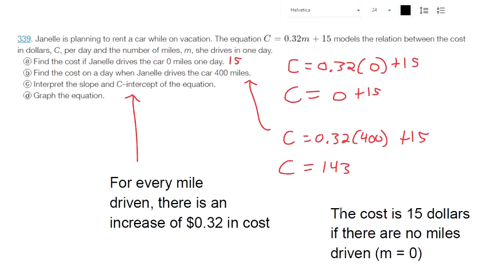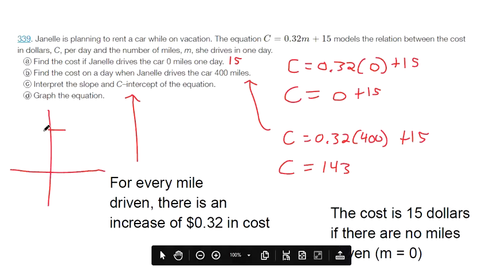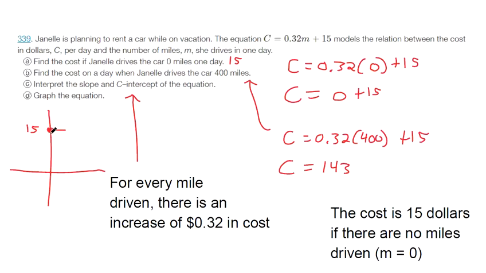That's our y-intercept. And then to graph the equation, this is kind of tough to do. You can just make a quick sketch. Okay, here's 15 on the y-axis. Put a dot there because at 0 miles, 15 for cost. And then 0.32 for one increase in miles. Maybe we could make 400 over here.